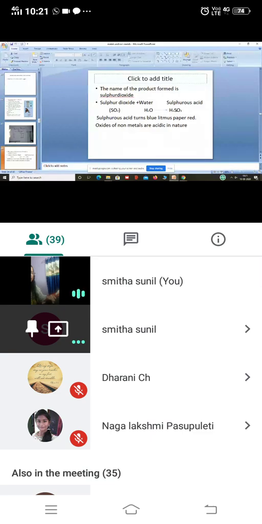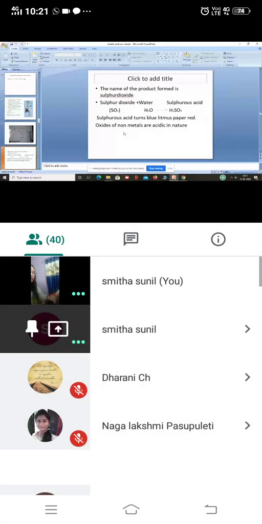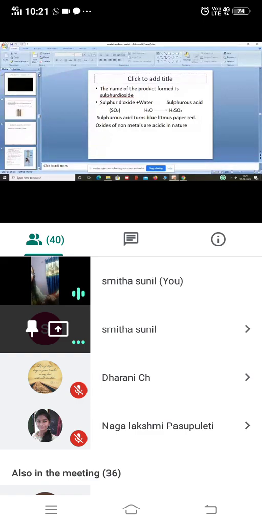So we can say that oxides of non-metals are acidic in nature and oxides of metals are basic in nature. We have seen metallic oxides are basic in nature, non-metallic oxides are acidic in nature. Till here we had finished.